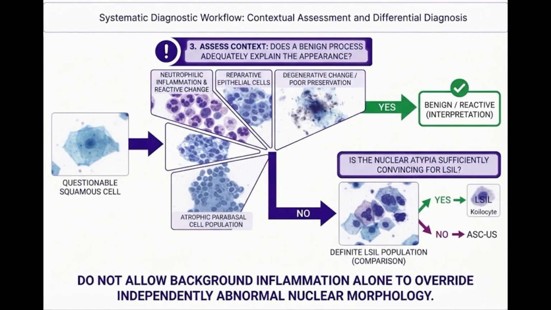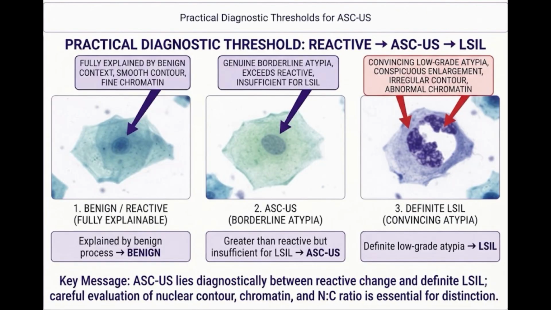Then assess the context. Is there inflammation, repair, atrophy, degeneration, or poor preservation that adequately explains the appearance? If a benign process explains the findings, favor a benign or reactive interpretation. If it does not, determine whether the nuclear abnormalities are sufficiently convincing for LSIL. The practical threshold is: explained by a benign or reactive process, benign. Greater than reactive but insufficient for LSIL, ASCUS. Definite low-grade squamous atypia, LSIL.